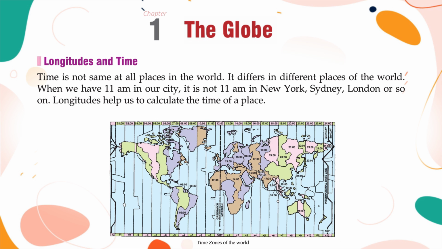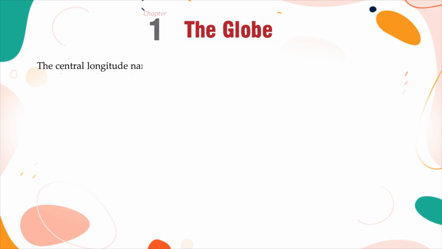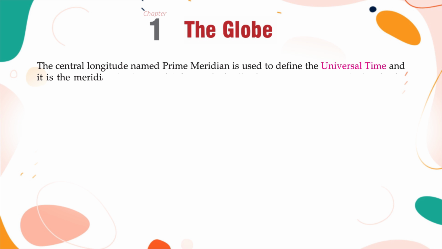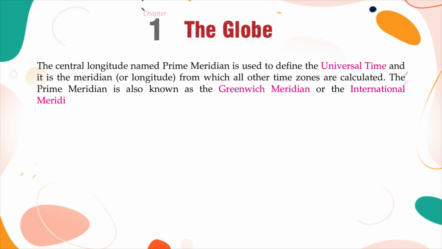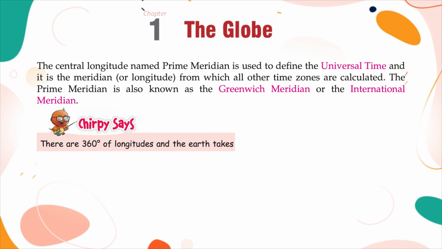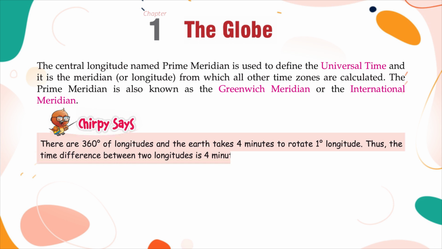Time zones of the world. The central longitude named prime meridian is used to define the universal time, and it is the meridian or longitude from which all other time zones are calculated. The prime meridian is also known as the Greenwich meridian or the International meridian. Chirpy says, there are 360 degrees of longitudes and the Earth takes 4 minutes to rotate 1 degree longitude. Thus, the time difference between two longitudes is 4 minutes.